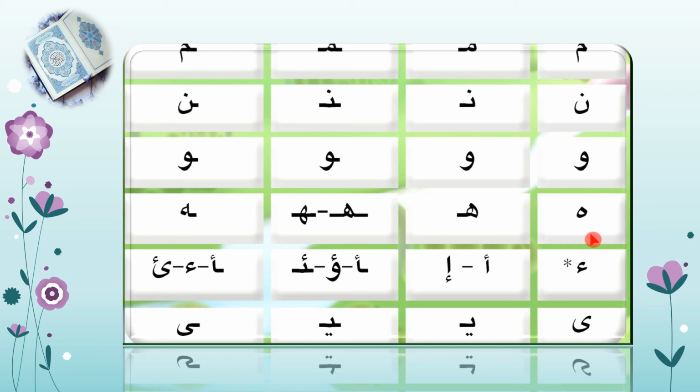But we have to pay attention. Ha has no dots. And remember, we took before ta, the tight ta, we said we have two dots. So we have to pay attention. If I have two dots, that means ta. If I have no dots, that means it's a ha.